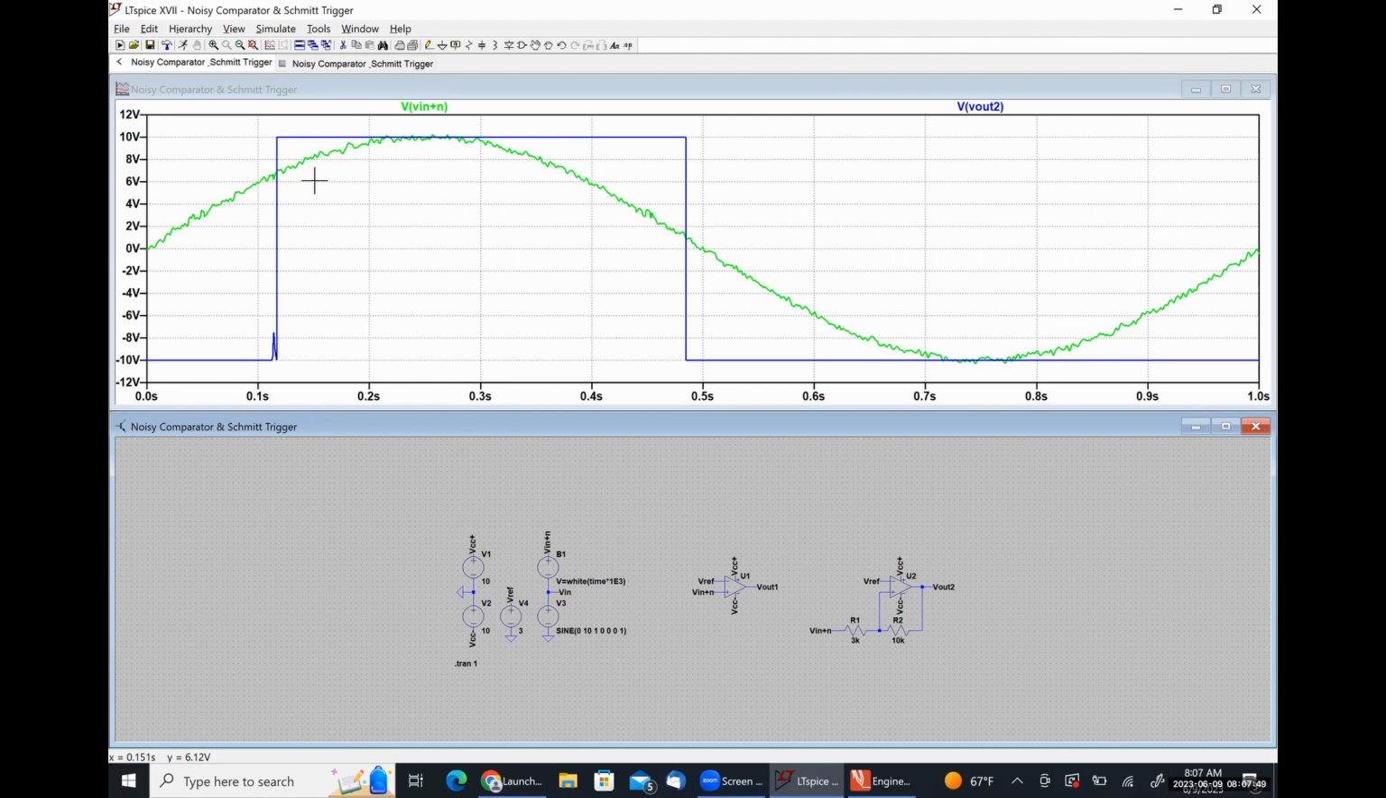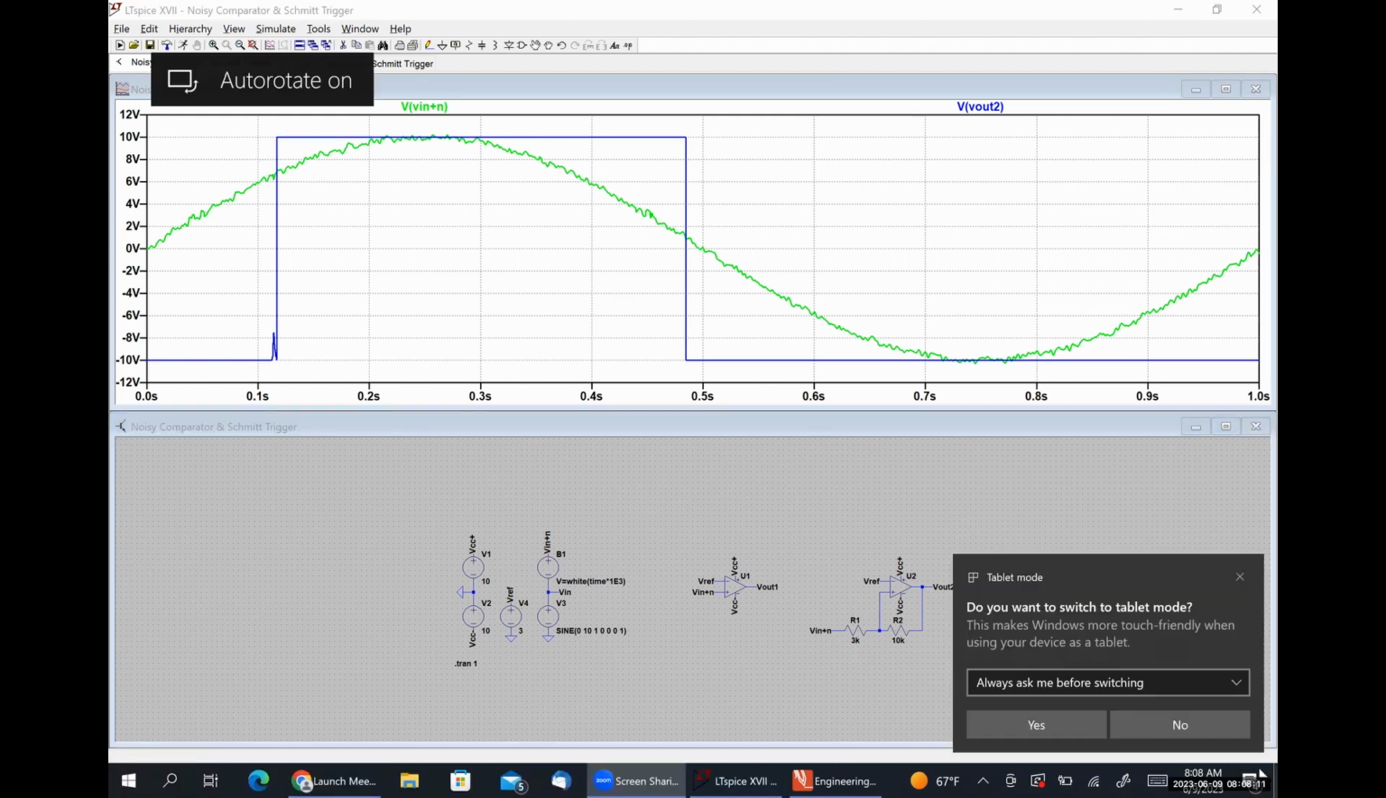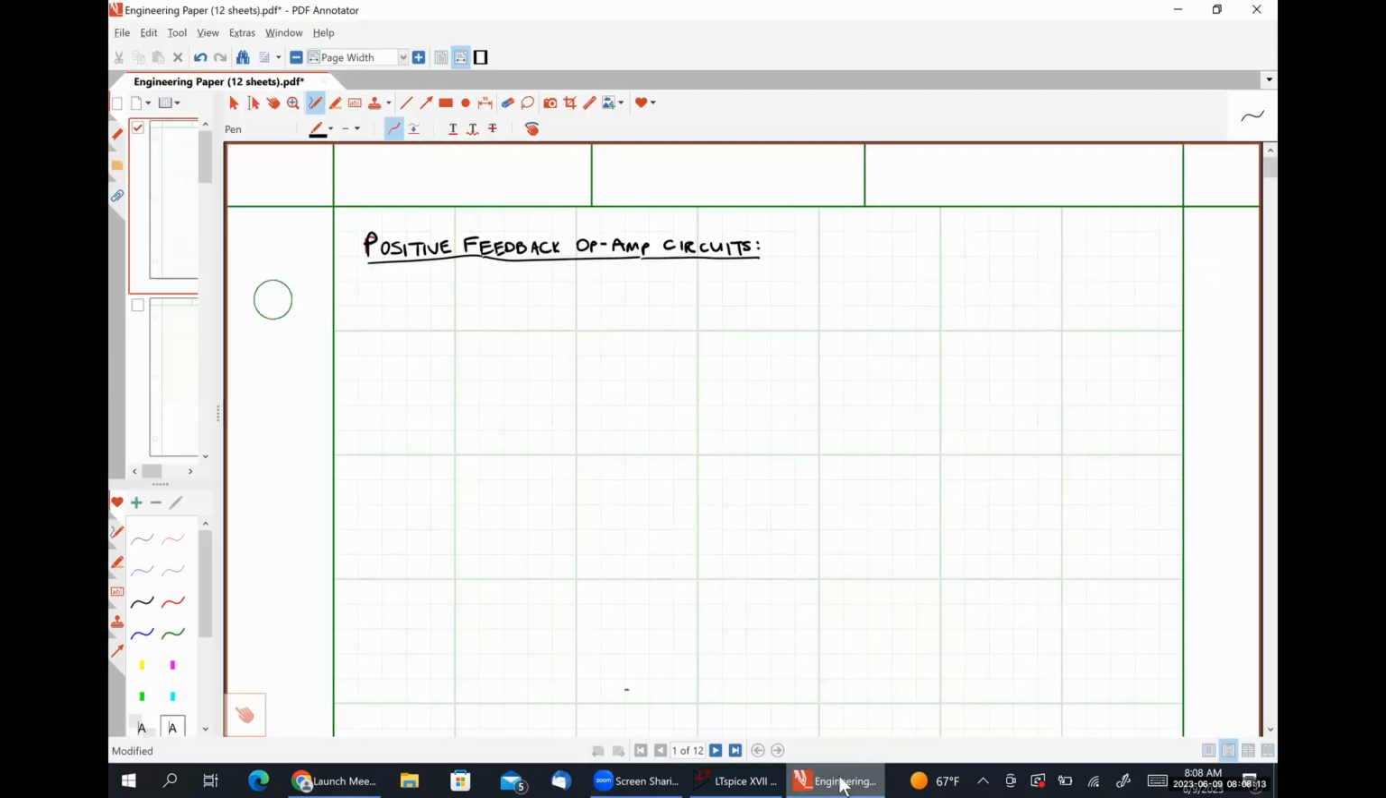So what I'm going to do here is draw this circuit for you guys in a general form, and then we are going to figure out how to mathematically determine where these transition points are as a function of our circuit parameters. The circuit that I implemented in LTspice is an example of a non-inverting Schmitt trigger. Let me write that down.